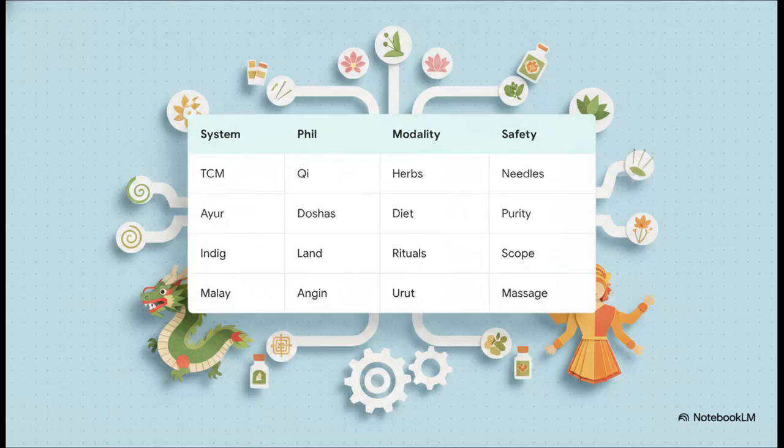And that brings us to our final section, comparing systems in safety. This matrix right here is exactly why we can't just flatten all traditional medicines into one big generic category. A really weak analysis just looks at them and says, oh, well, they're all natural. But by comparing them directly, we can see exactly how TCM's focus on qi and needle hygiene requires a completely different safety protocol than Ayurveda's focus on doshas and product purity or indigenous healing scope limitations. Basically, specificity is the absolute key to safety.